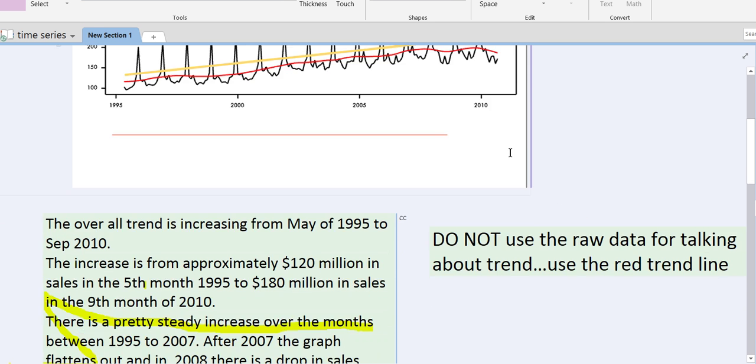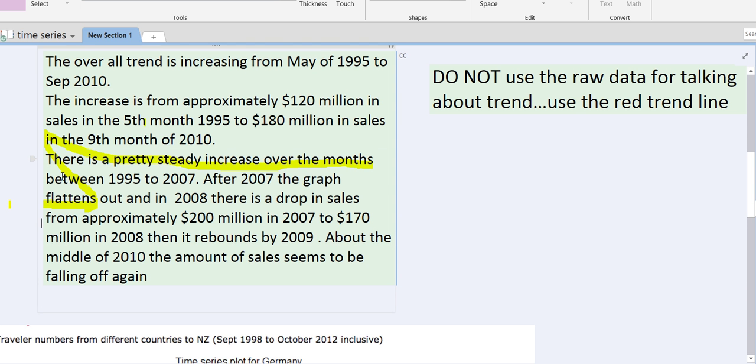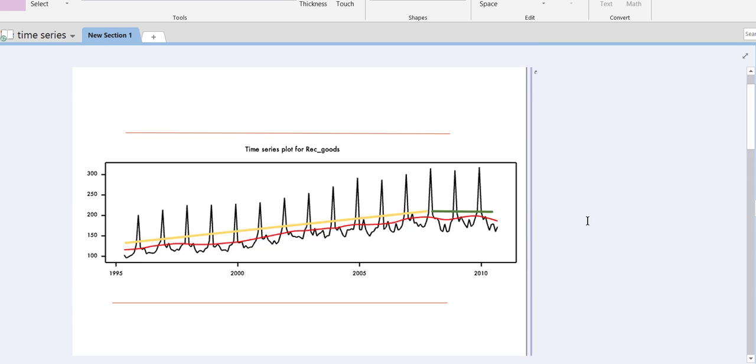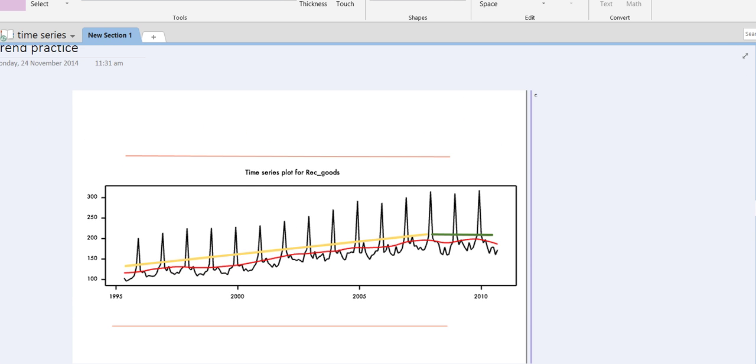And now you've got to give values for that and evidence for that. So after 2007, the graph flattens out, and in 2008, there's a drop in sales from approximately $200 million in sales in 2007 to about $170 million in 2008, and then it rebounds by 2009. About the middle of 2010, the amount of sales seem to be falling off again. Now that's a fairly complete trend discussion.